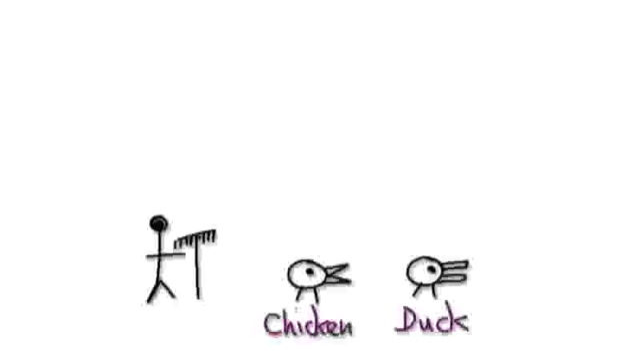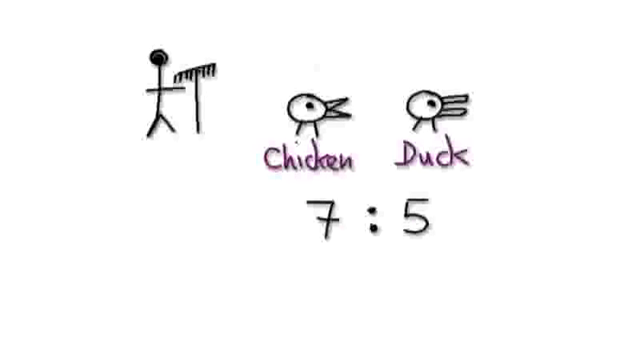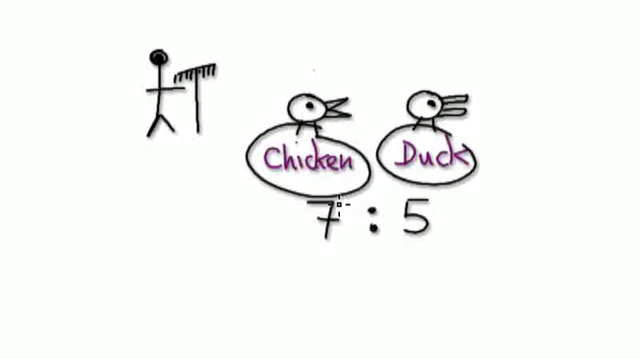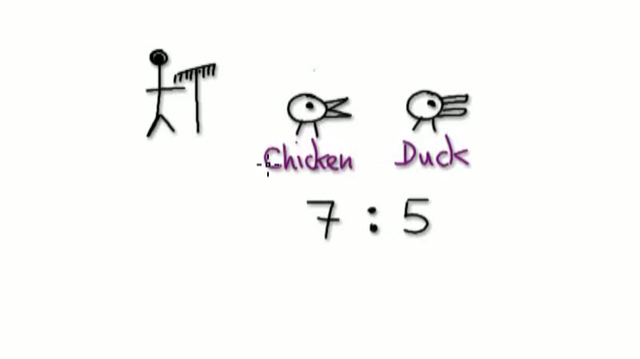Okay, let's give you guys some more practice. Imagine now you're a farmer. The ratio of chickens to ducks on your farm is 7 to 5. That means that for every 7 chickens there are 5 ducks. So you've basically got more chickens than you have ducks.